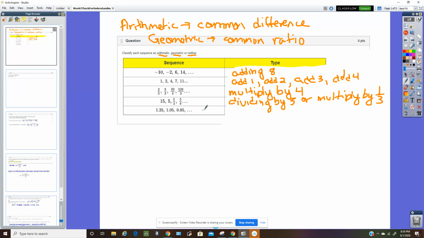And then this one, you're subtracting 0.25, or you can look at it as adding negative 0.25. All right, so you can select the type by those hints right there.